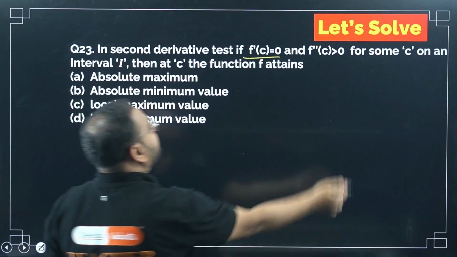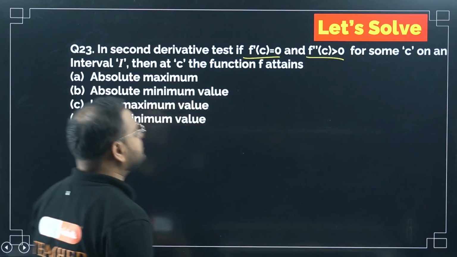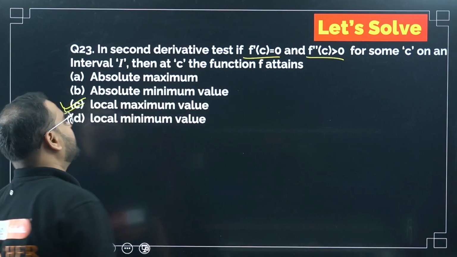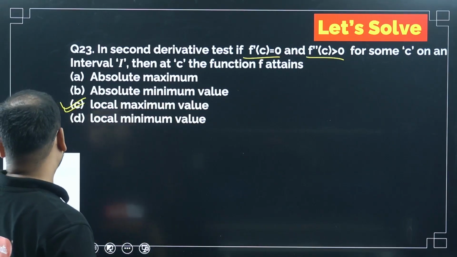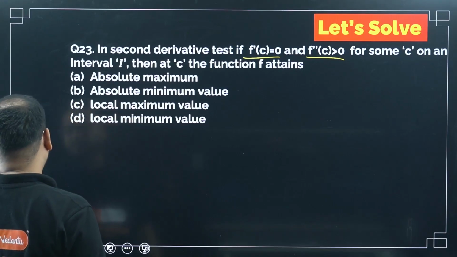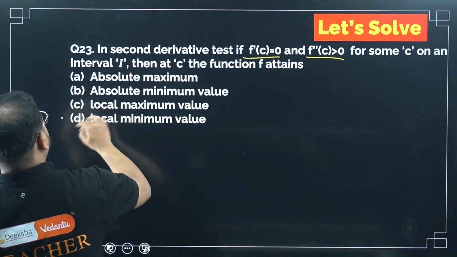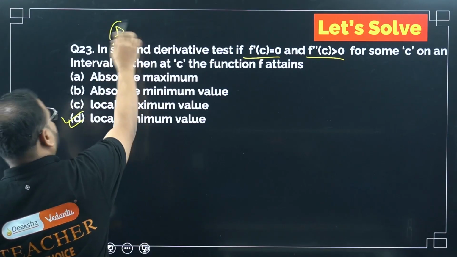Okay. In the second derivative test, first of all, f dash of c has to be 0. And the double derivative is also greater than 0. What is this? Without a problem, local minima. I said local minima and ticked for local maximum. So option D.